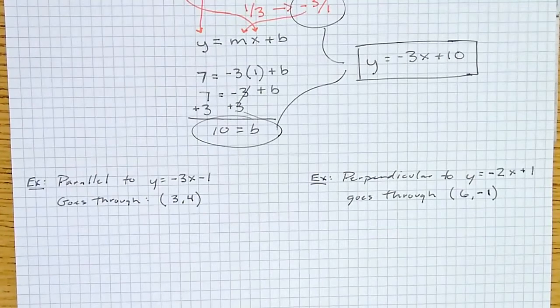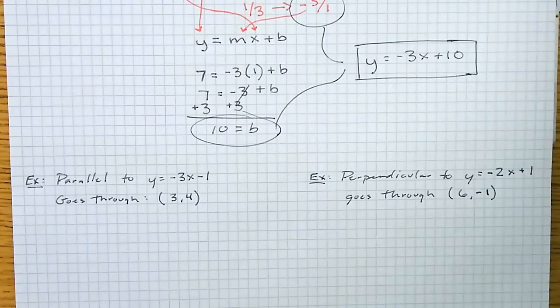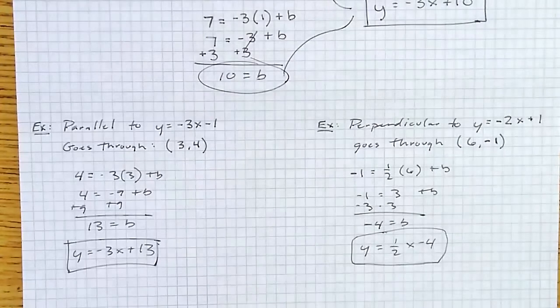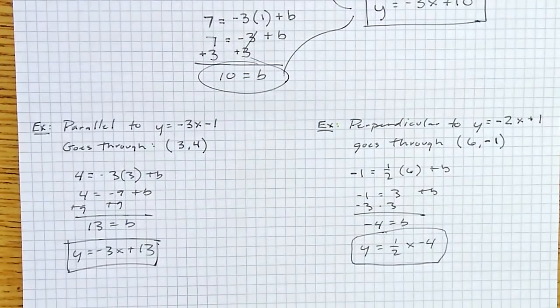Okay, try these on your own. First one, find the line that's parallel. Second one, find the one that is perpendicular. All right, so people are still finishing up. Going around, seeing for the most part, pretty good job.